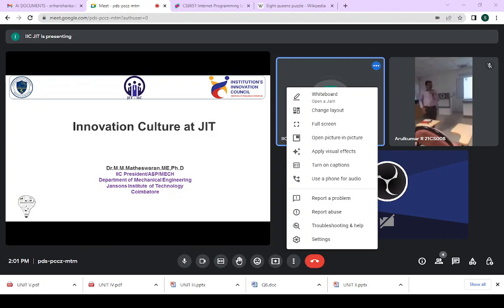In the second session, Dr. Prashant Nair from Amrita University will discuss the various concepts of technology readiness level. Okay, so this is the session. This is the plan for today's session, right? Excellent.